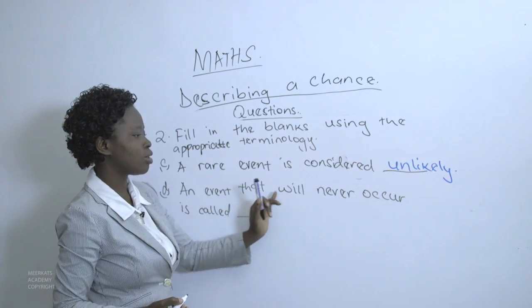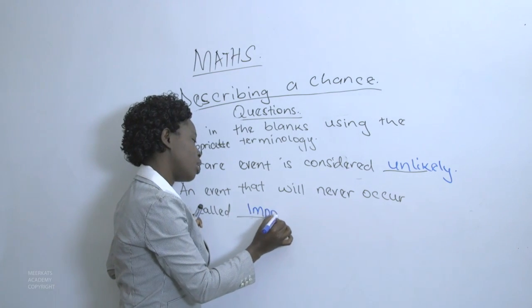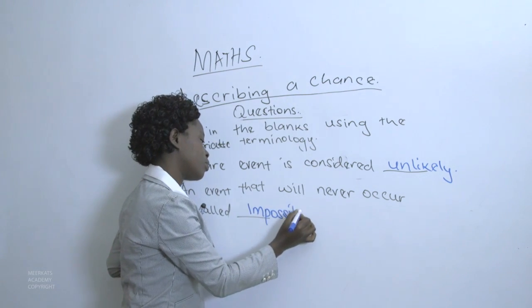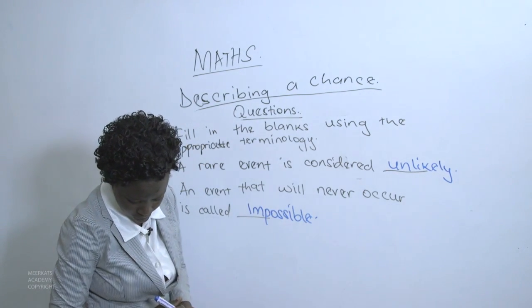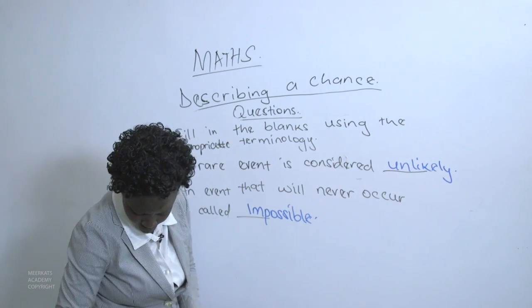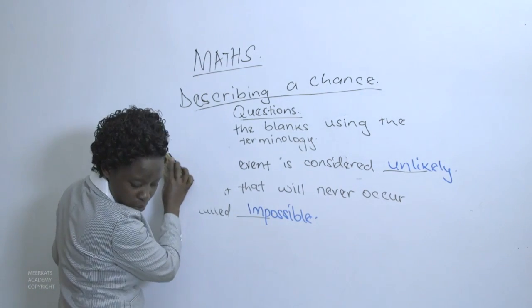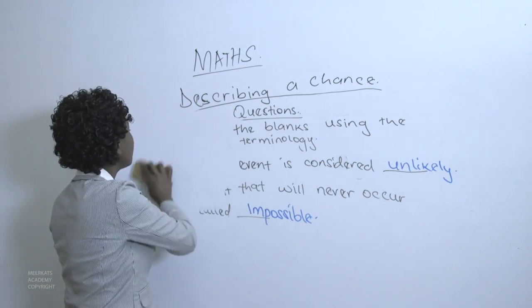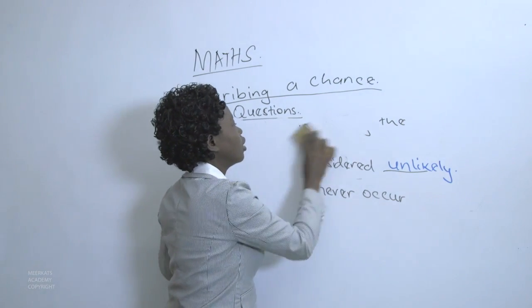Then an event that will never occur is called an impossible event. So those are some of the terminologies we use when describing a chance that has occurred. Maybe one more question on the terminologies that we use.